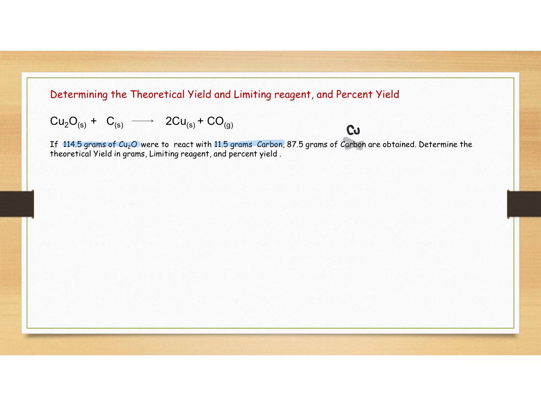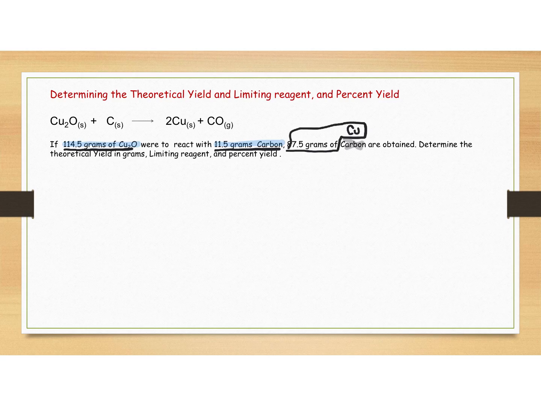Okay, so in this particular reaction, how many numbers are they giving me? They are giving me 3 numbers. I have the 114.5 grams, 11.5 grams of carbon, and the 87.5 grams of copper. I do apologize about that mistake.